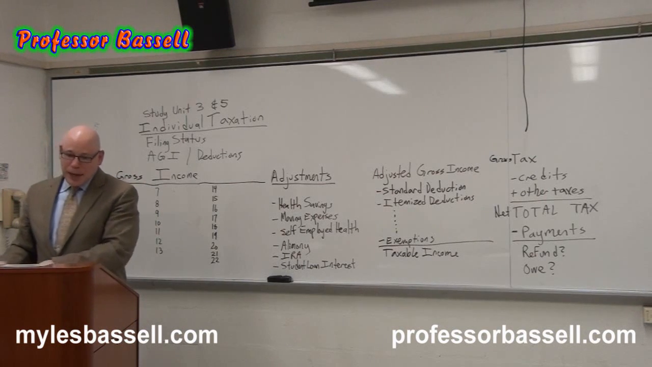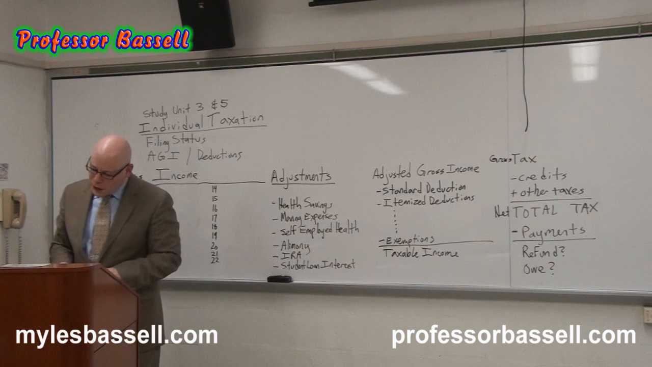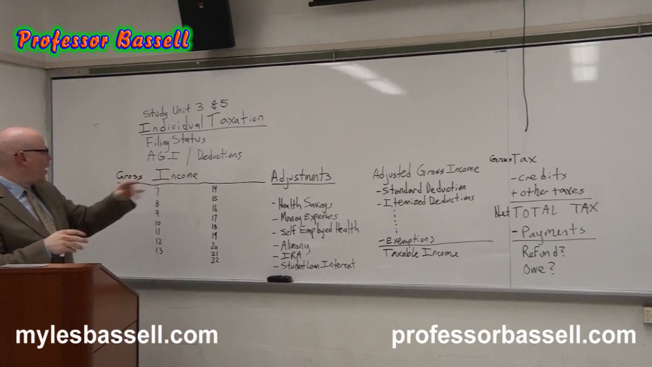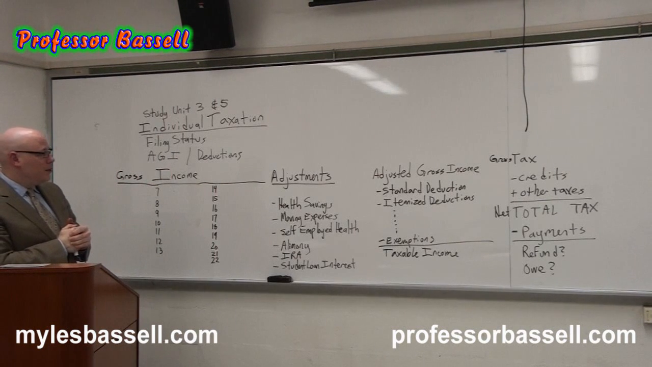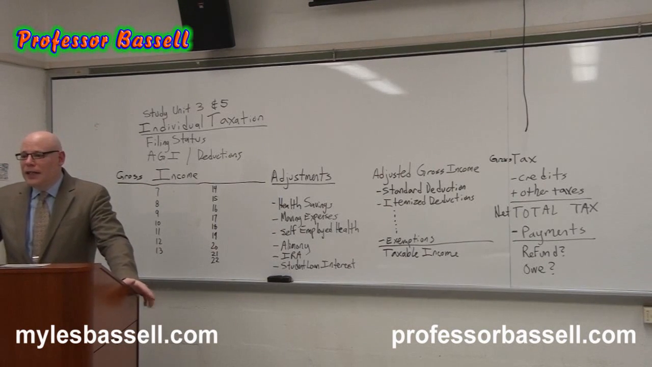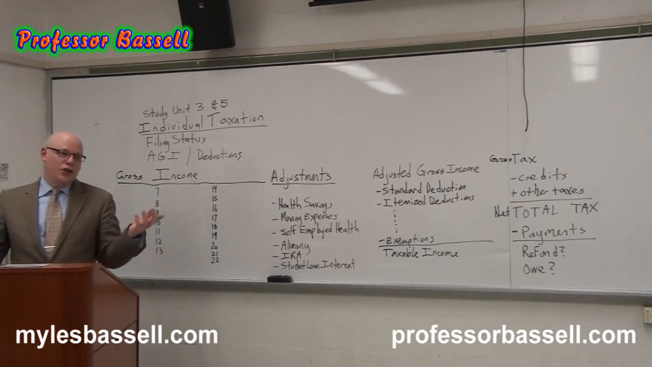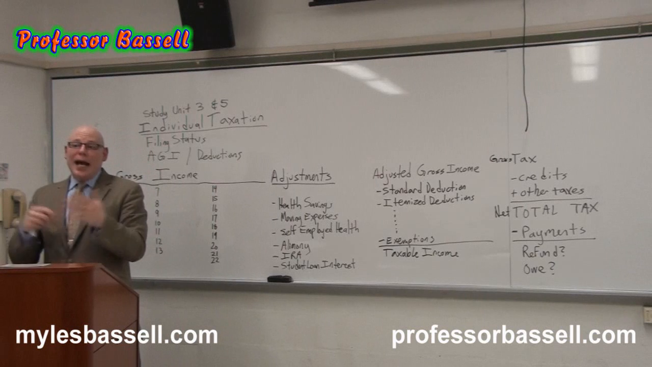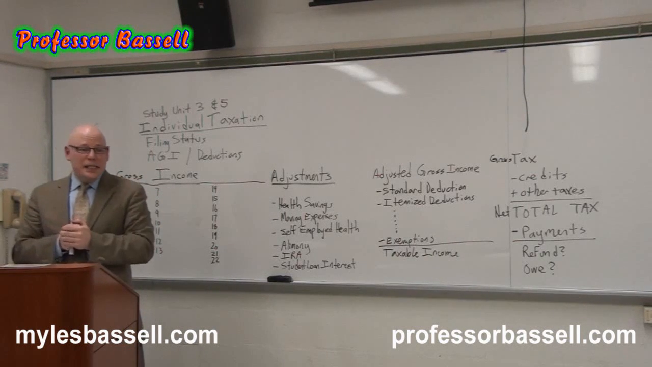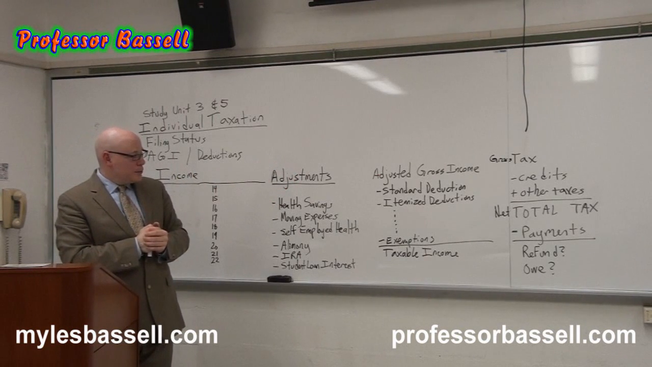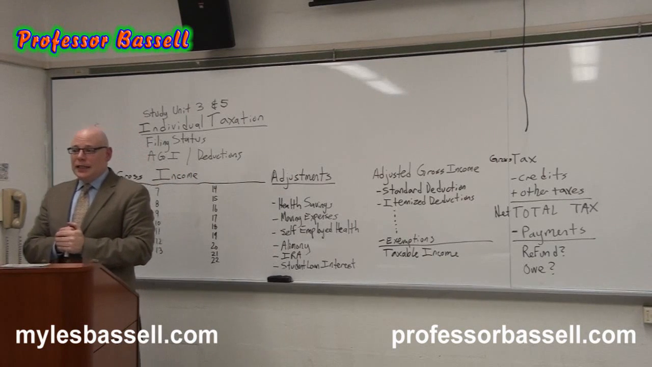So today we're going to expand our discussion, and we're going to focus on the individual income tax formula, which is what I've put here on the board. When we talk about the individual income tax formula, what is that? What is it that we're trying to determine? Ultimately, what we're trying to determine is how much tax we owe. What is ultimately the net total tax? And then from that, we're going to subtract payments.